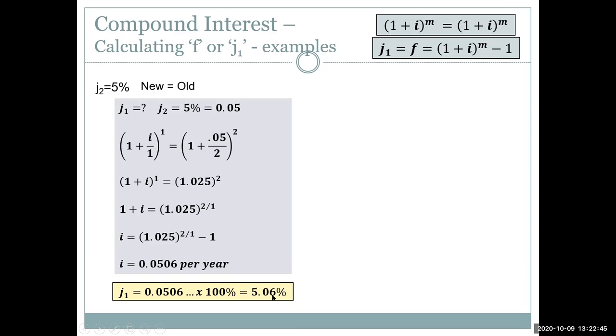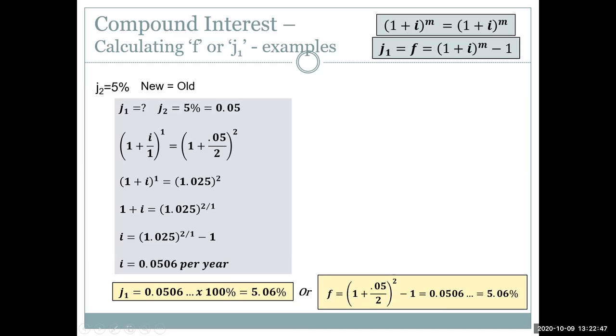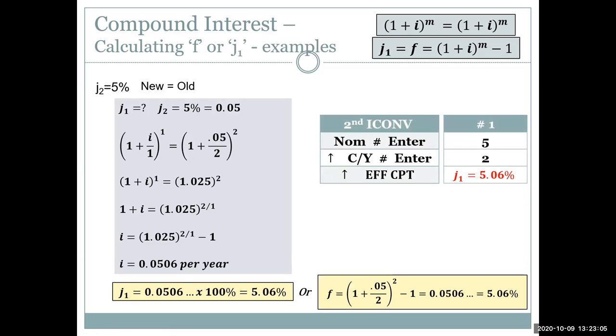If I wanted to use my actual formula, the F, remember, that's just J1. And the F formula is 1 plus I to the M, minus 1. So 1 plus 0.05 over 2, all squared, minus 1, which is 5.06%. And we do have functionality on the TVM calculator. We could also follow this procedure to get the same answer.